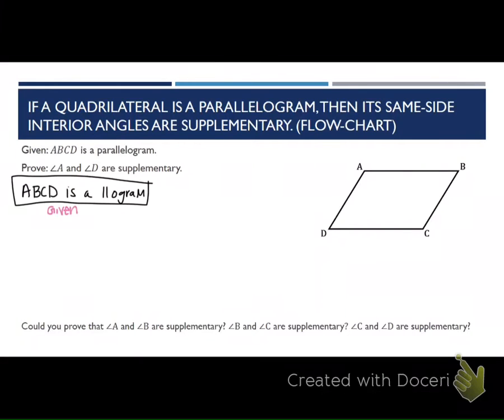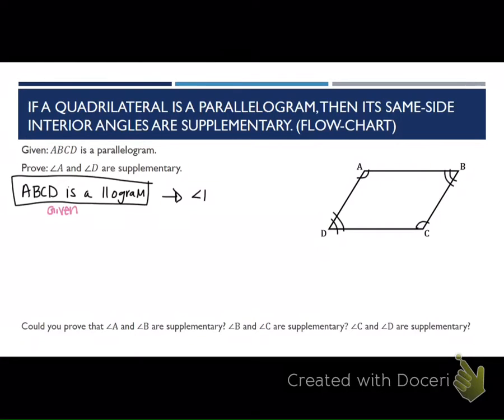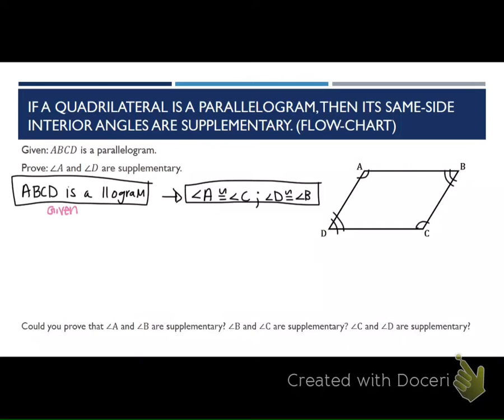All right. We need to prove that they are supplementary this time. So being parallel isn't really necessary here. We know that opposite angles in a parallelogram are congruent. So angle A is congruent to angle C, and angle D is congruent to angle B, because opposite angles of a parallelogram are congruent. We proved that yesterday, didn't we? That's why we can use this.